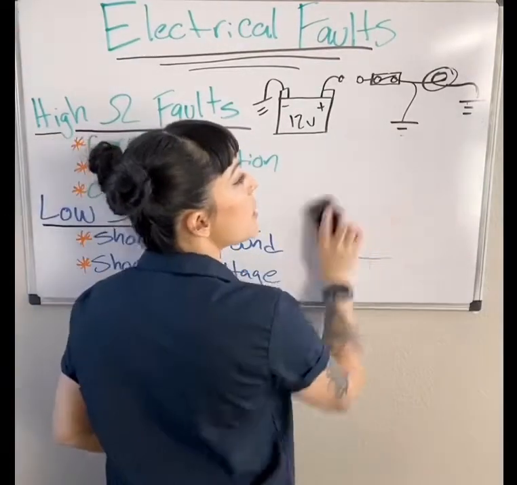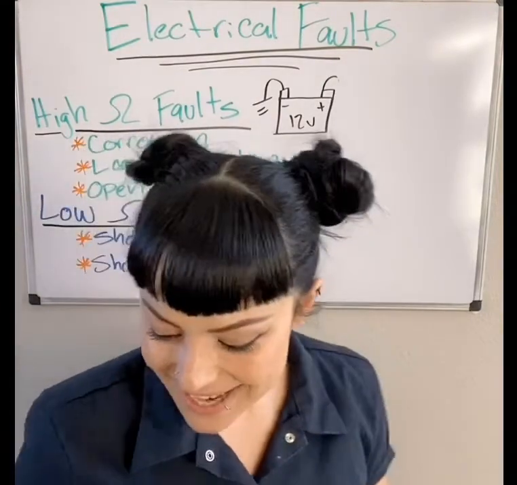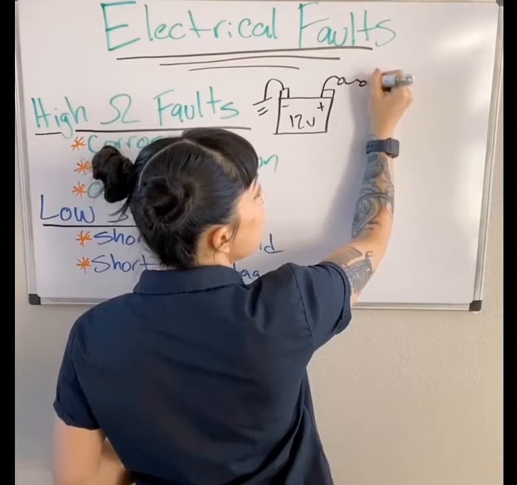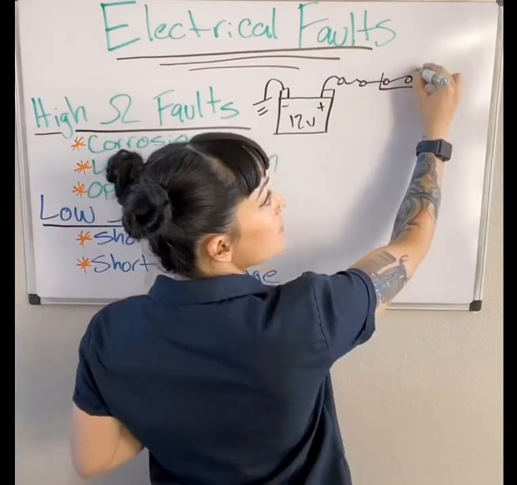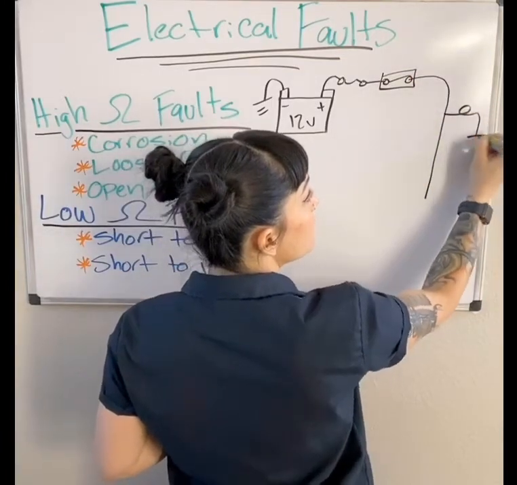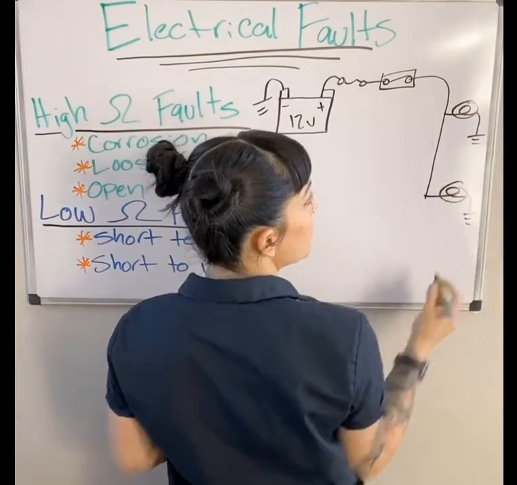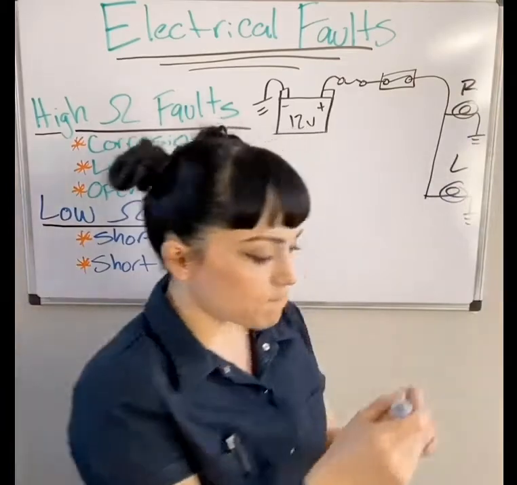The last one I want to talk about is short to voltage. And this one's always a lot of fun to diagnose. And it's hard to not laugh at the customer when they're trying to explain to you the problem. So let's say I've got one circuit where I've got my brake lights, right? Here's my brake lights. I know there should be three, but just bear with me. We've got our right and our left brake light.